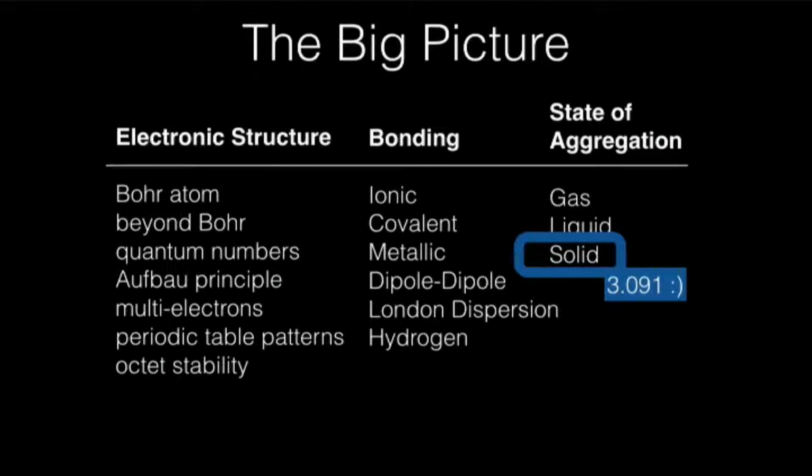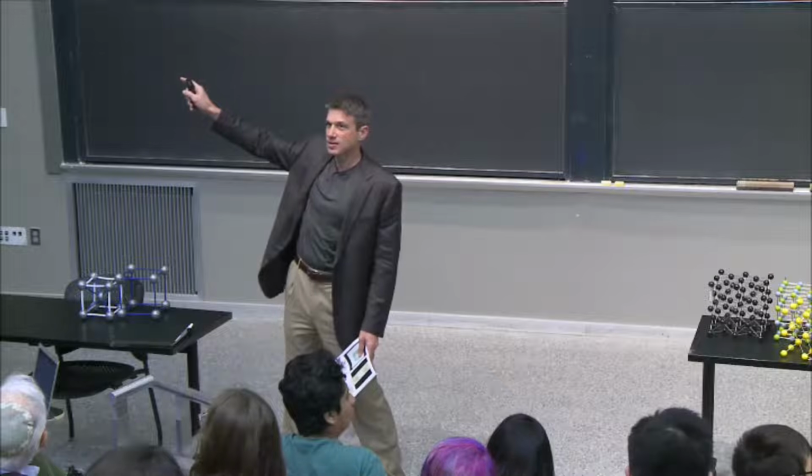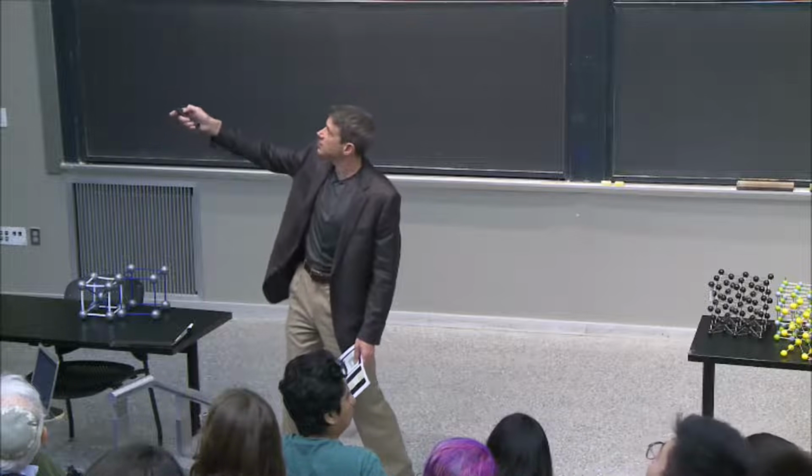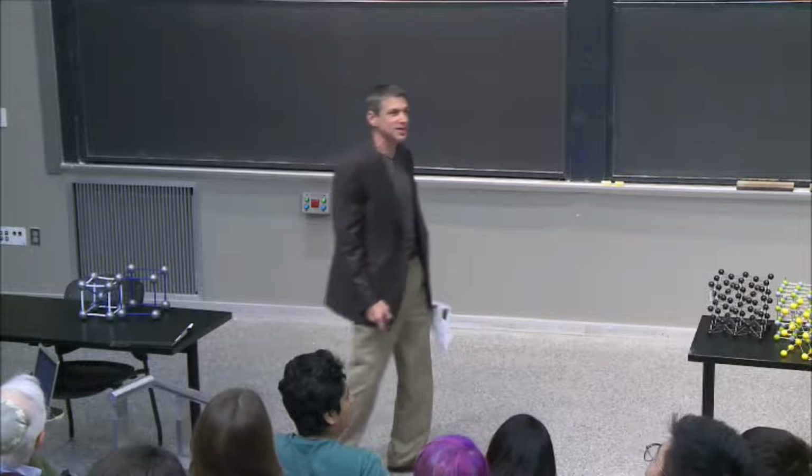Big picture, I showed you this big picture before. We're now going to add to it. Look at what we've done. Electronic structure all the way up through octet stability, Lewis, right? Molecular orbital theory, how to handle multi-electrons. All these different kinds of bonding. Check. We've covered every single one of these, and this is solid state chemistry.